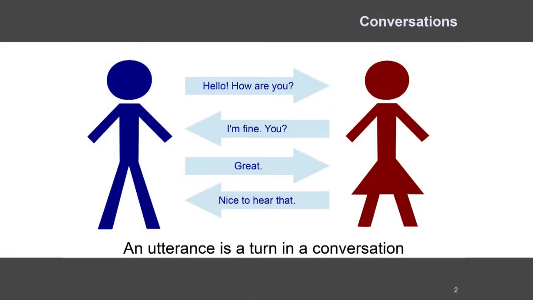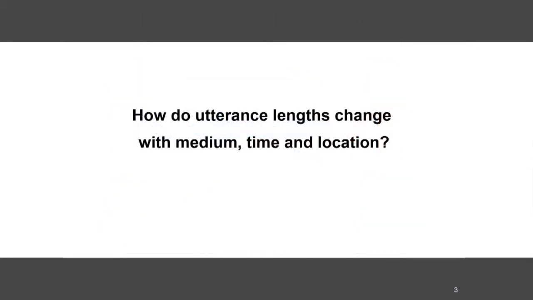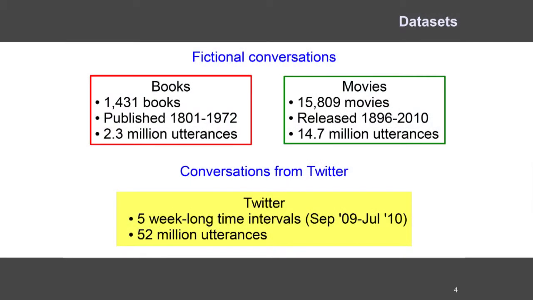Let me begin by defining what an utterance is. So an utterance is the speech in each turn of a conversation, and in the example, each person has 2 utterances. So what we want to know is how utterance lengths in particular change with medium, time, and location. To answer that question, we looked at fictional conversations from books and movies, and conversations from Twitter.